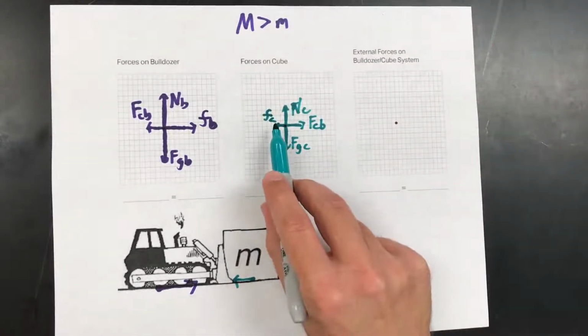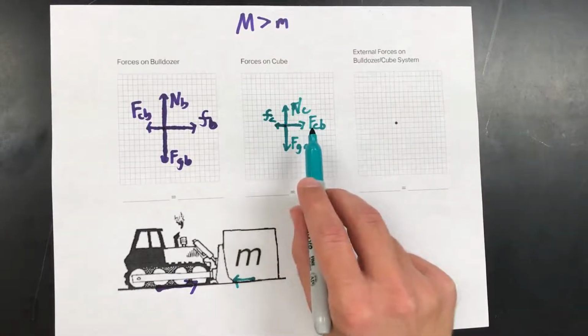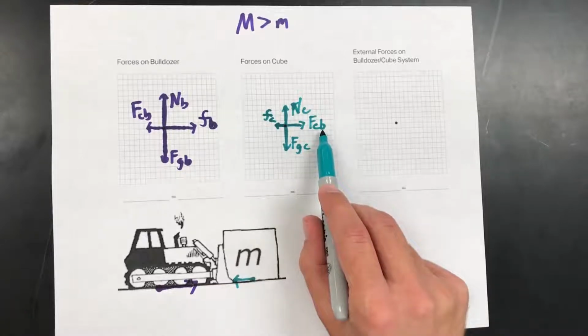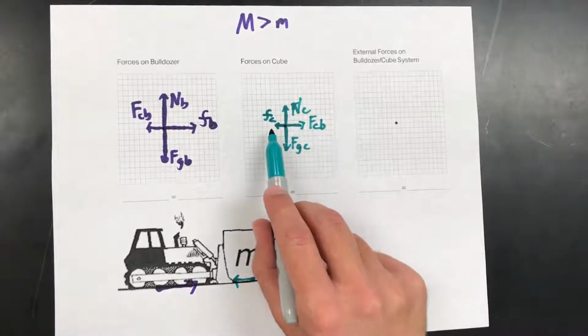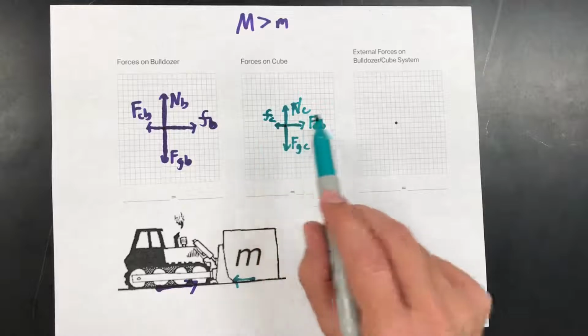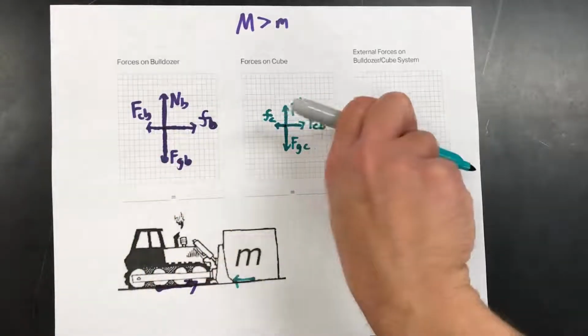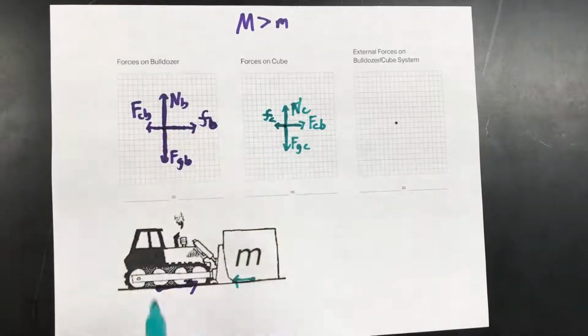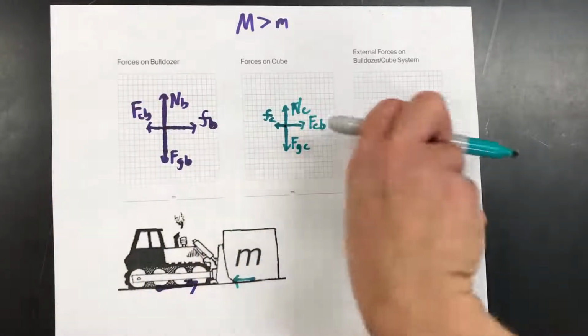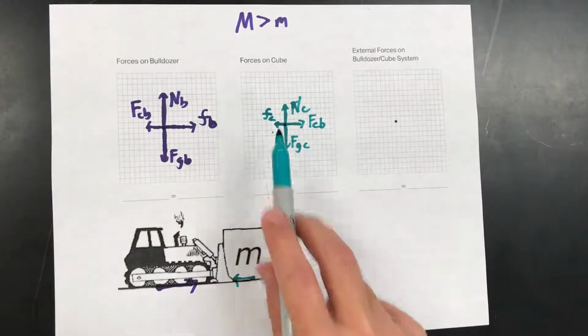Now, how do I know to draw this 2 versus 3? Well, to some degree that's arbitrary, but I know that the force of the cube on the cube from the bulldozer has to be greater than the force of friction on the cube. Why? Once again, because it's accelerating this way. So if it's accelerating that way, then the net force has to be that way, and so this force has to be bigger than that one.